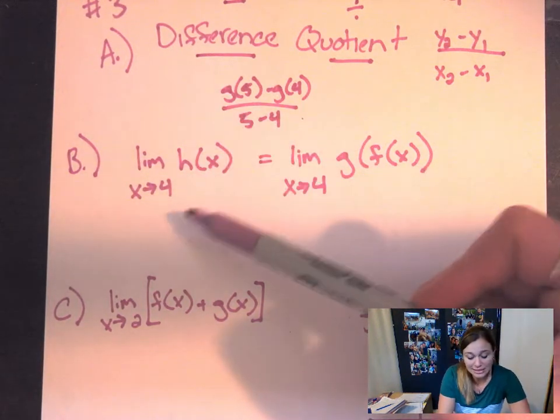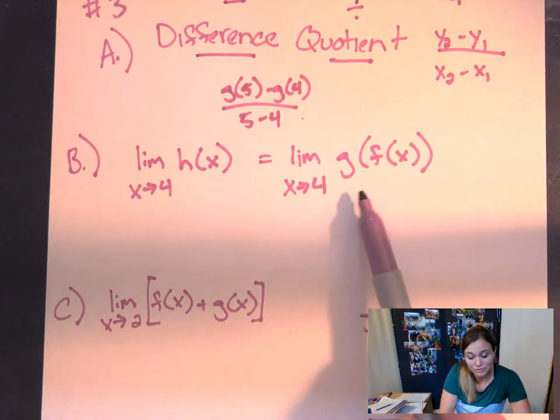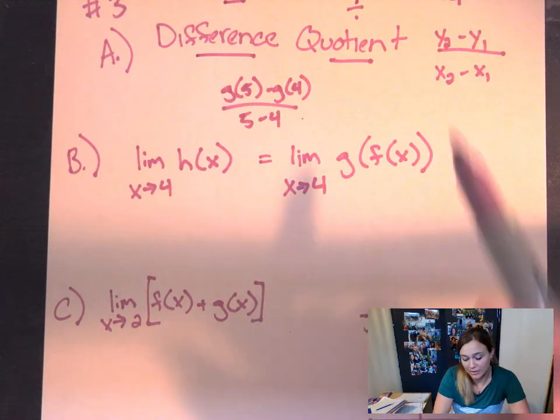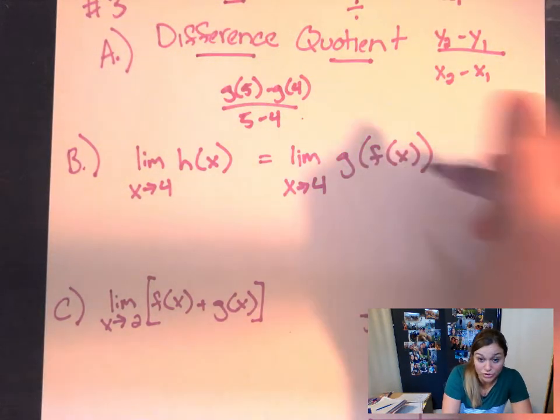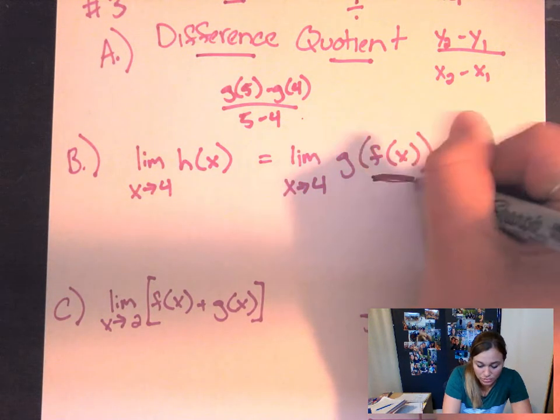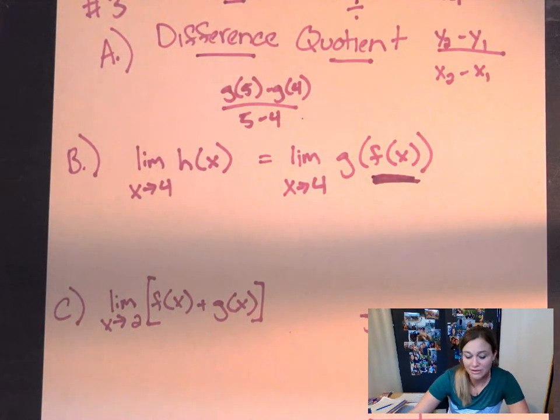Okay, so this one says the limit as x approaches 4 of h of x, and limit as x approaches 4, and this is of g of f of x. So this is a composition of functions. So for this type of problem, you'll learn in the video, if you haven't already, that you have to do the inside out. So I'm going to say, well, what is the limit as x approaches 4 of g of x? Or I'm sorry, of f of x.